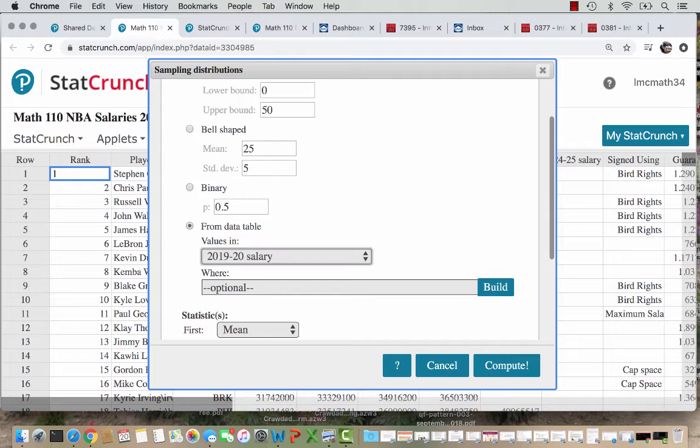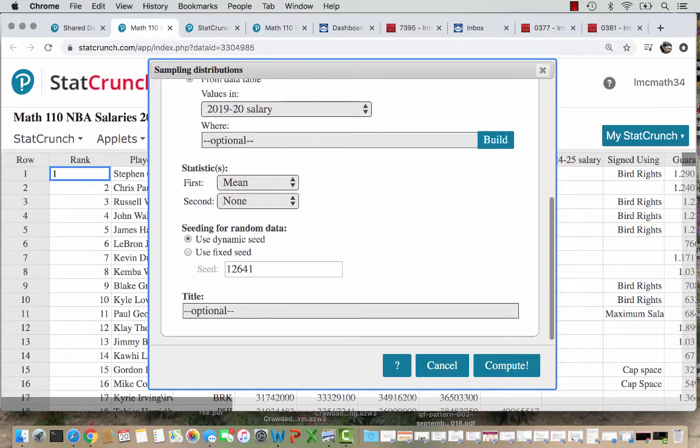We're going to leave the statistics where it just calculates the mean for us. That's the only statistic we'll be looking at today. Keep it set at use of dynamic seed. A fixed seed would be if we all wanted to see the same random simulation. And then I'm going to give a title to my graph. I'm going to go ahead and call it NBA salaries. And then click compute.